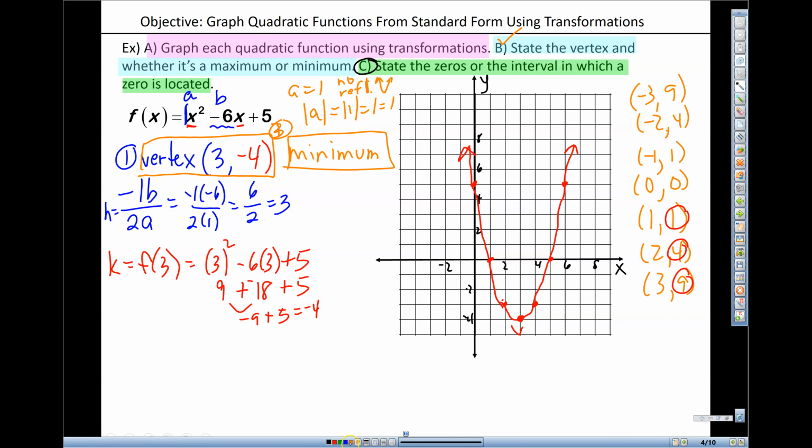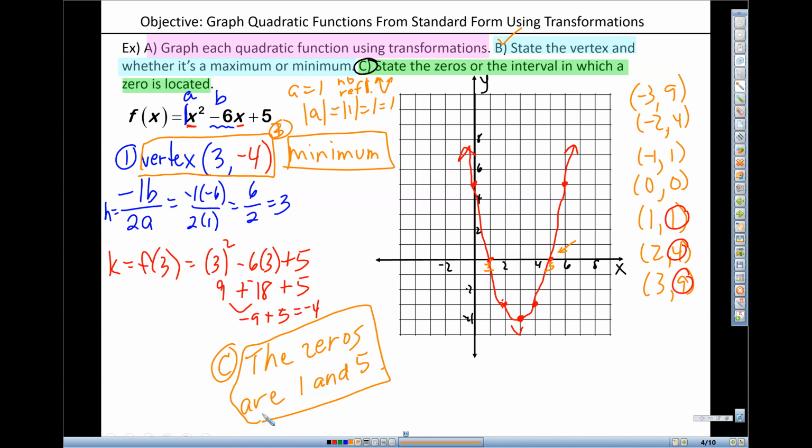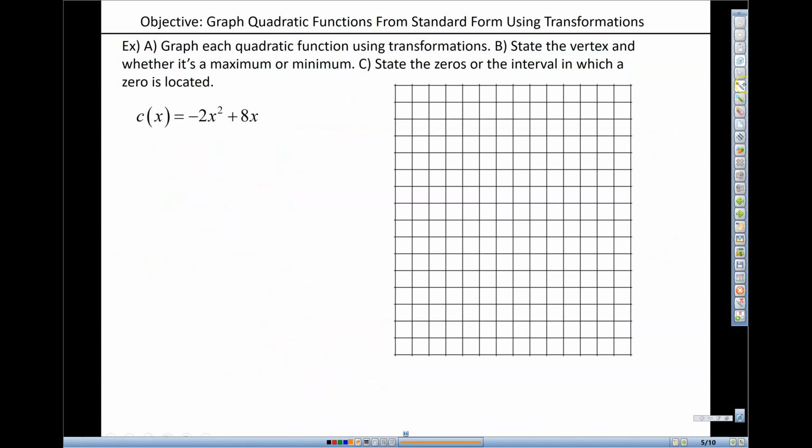This time we can actually see our zeros because they are these points here and here. So for part C, I'm going to say the zeros are +1 and +5. So 1 and 5. There's my part C. Now we're all done. Okay. Now let's go back to that other one. Here's our second example.